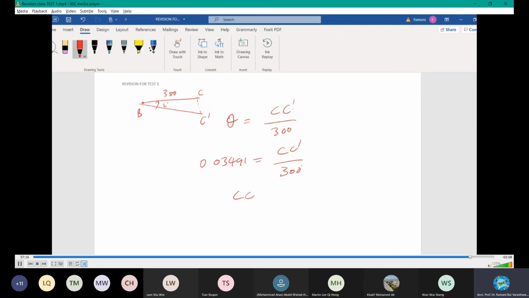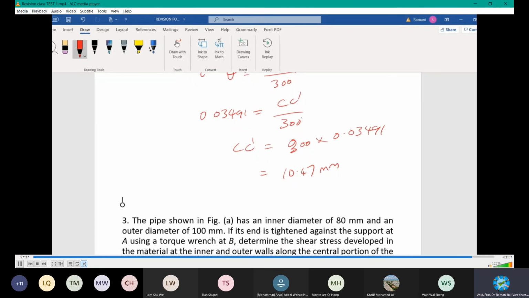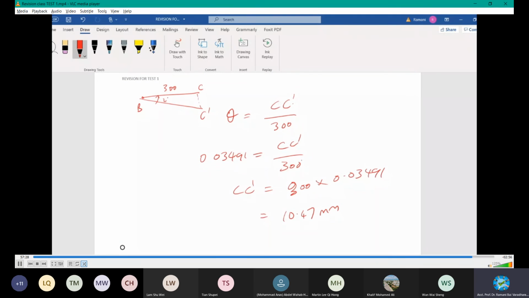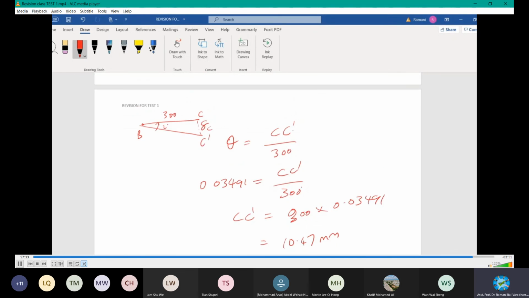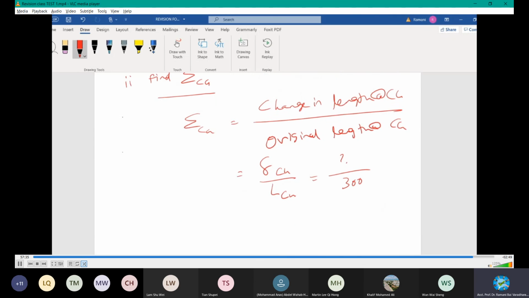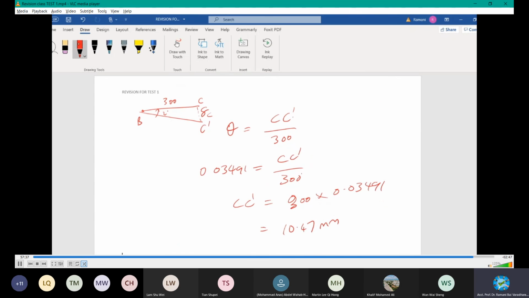Let me find the CC dash. CC dash is equal to 300 into 0.0349. The answer is 47 mm. This is the CC dash, the change in length, or delta. Use the same notation I wrote: delta CG.